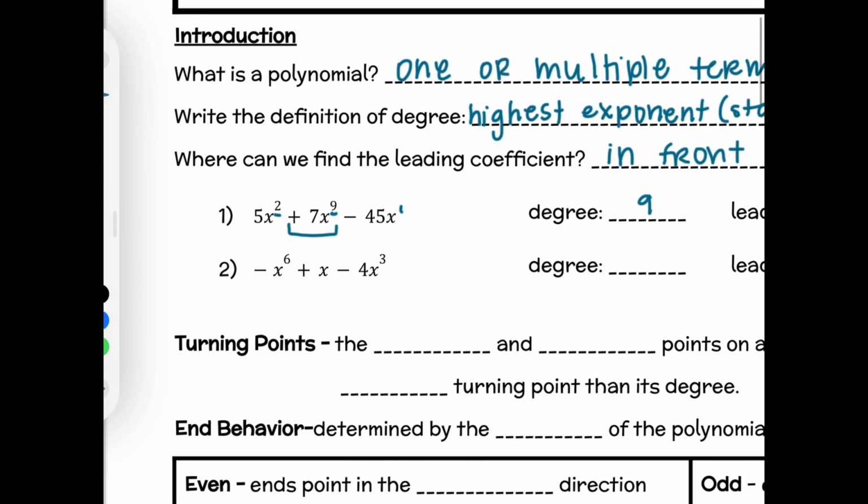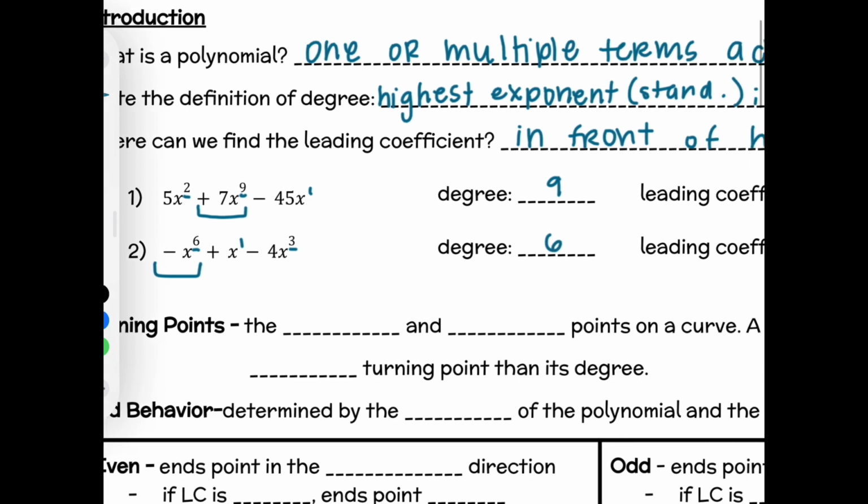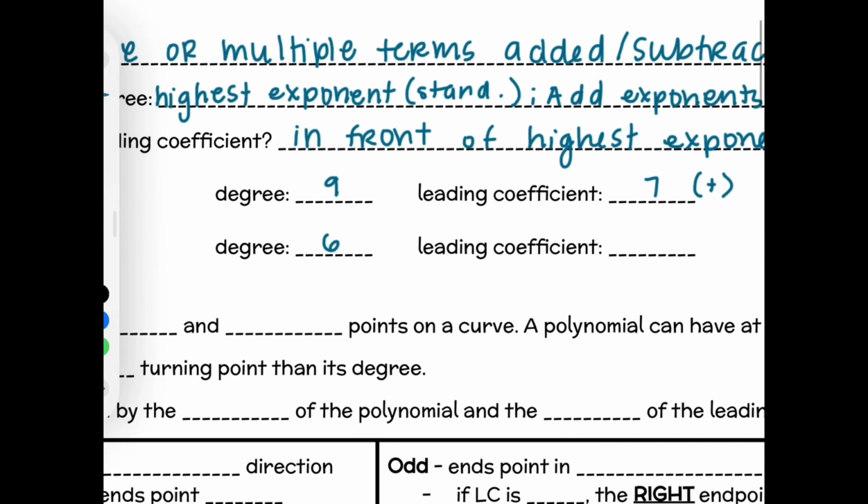So looking at number 2, we have 6, 1, and 3. So 6 would be our highest, so our degree is 6. And our leading coefficient, it would be -1. So it would be negative.